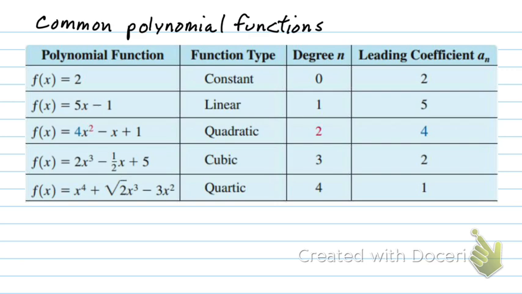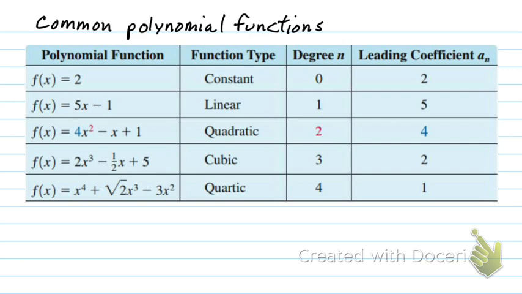First one, this is saying f of x equals 2. Well, that just means y equals 2. What would it look like if I graphed it? Just a horizontal, flat line, and it would be 2 spaces above the x-axis. Notice that's just a constant function, degree 0. Why? Because it's x to the 0 power.